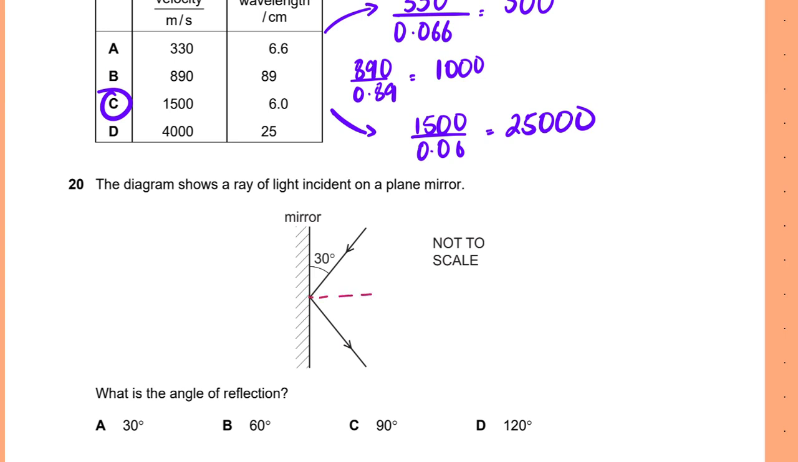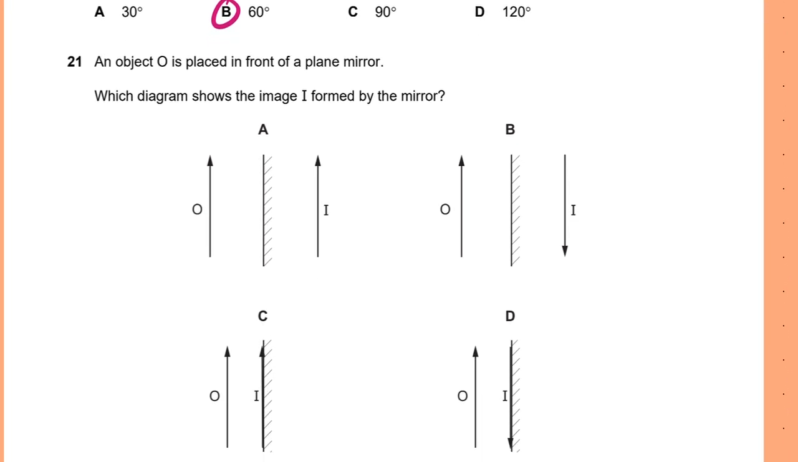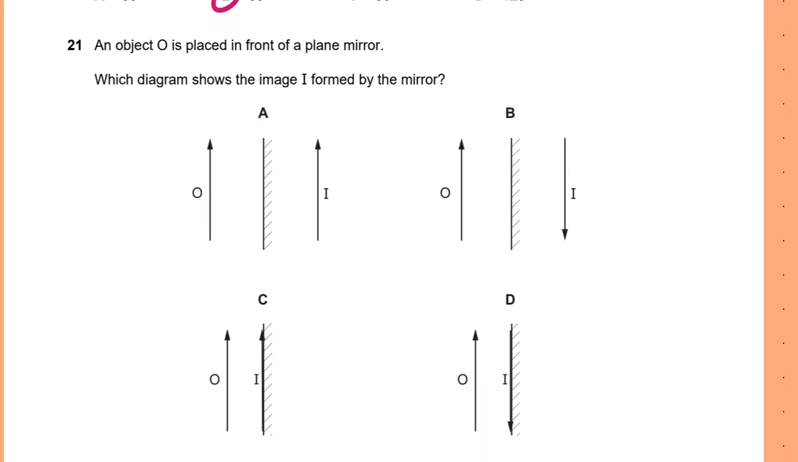The diagram shows a ray of light incident on a plane mirror. What is the angle of reflection? So angles of reflection or incidence are always marked with the normal. So if this is 30, then this is 90 minus 30, which is 60. So if the angle of incidence is 60, then the angle of reflection would also be 60. 21, an object O is placed in front of a plane mirror, which diagram shows the image I formed. So it's supposed to be upright, so it can't be this or this, and these distances are supposed to be equal, so it can't be this either, and it's A.